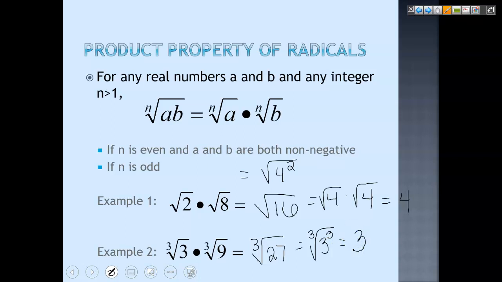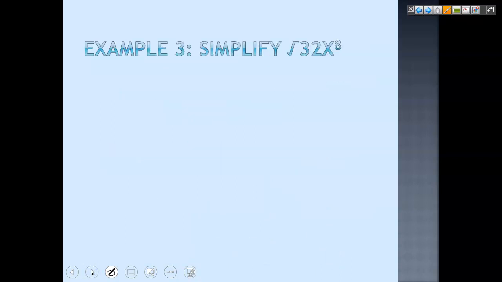And that's what we talked a little bit about yesterday, how you want to rewrite something as all of its multiples to see if you have enough to break them out. So if it's a cube root, we need 3 of a number. If it's a square root, you need 2. If it's a fourth root, you need 4. Fifth root, you need 5. So on and so forth.